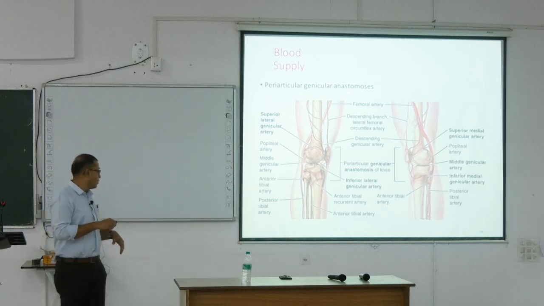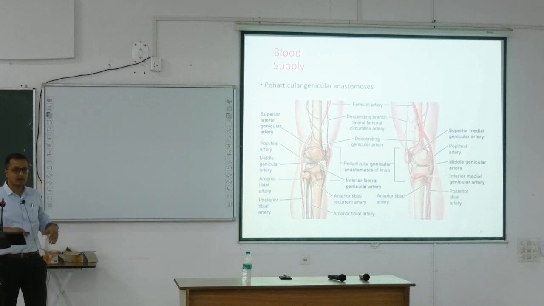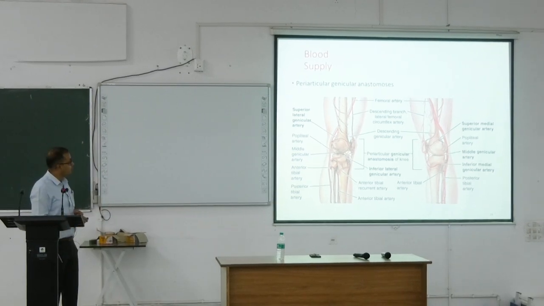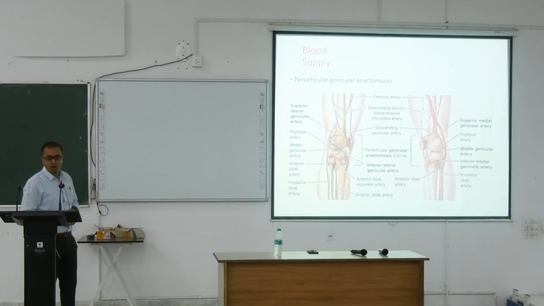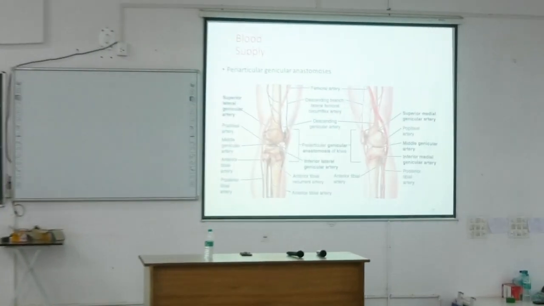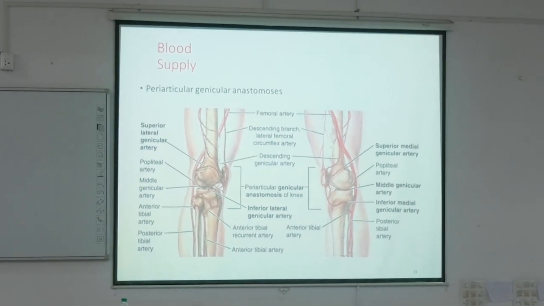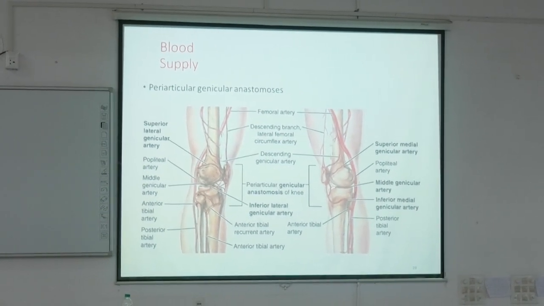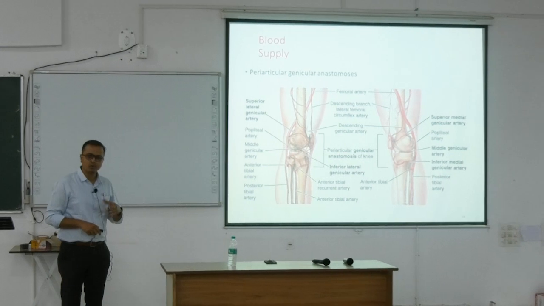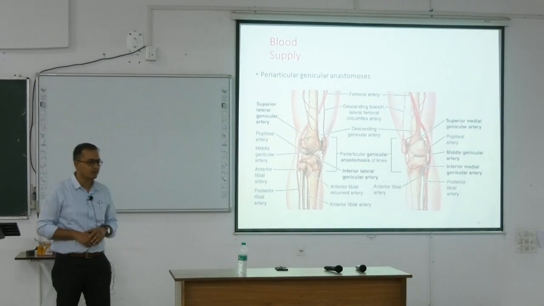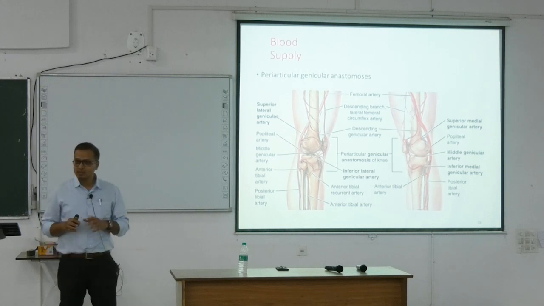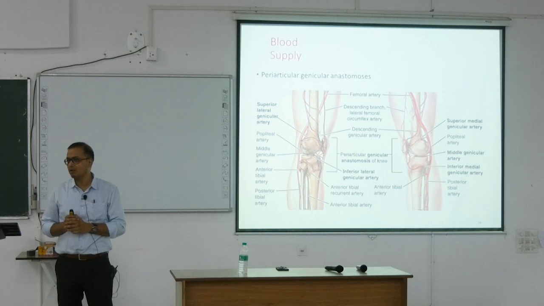Here we have a number of blood vessels present around the knee joint. The artery along the femur is called the femoral artery. The femoral artery continues as the popliteal artery, which goes down to the back of the leg and splits into two terminal branches, the tibial arteries, the anterior tibial artery and the posterior tibial artery. Several small branches around these big arteries give collateral branches around the knee joint.